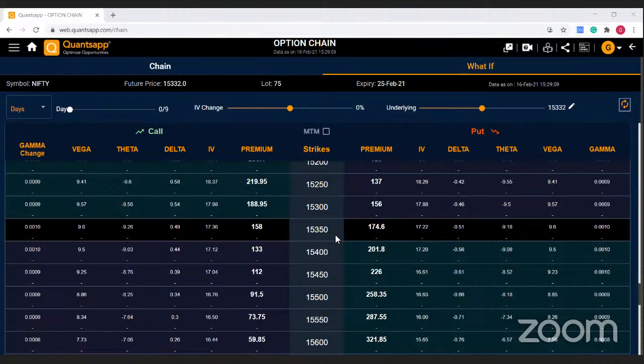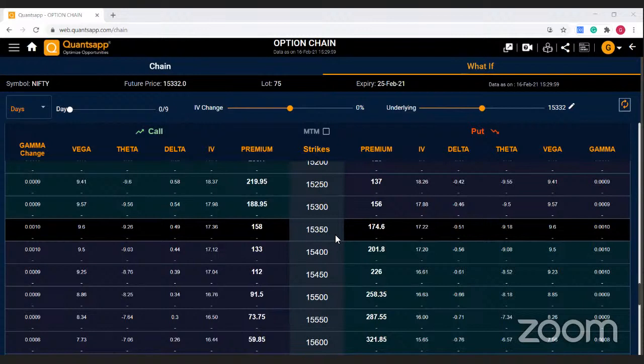Now this is determined by the delta. Delta tells you how much the option premium will change. I'm going to repeat it again. Delta tells you how much an option premium will change if there's a 1 point movement in the underlying.